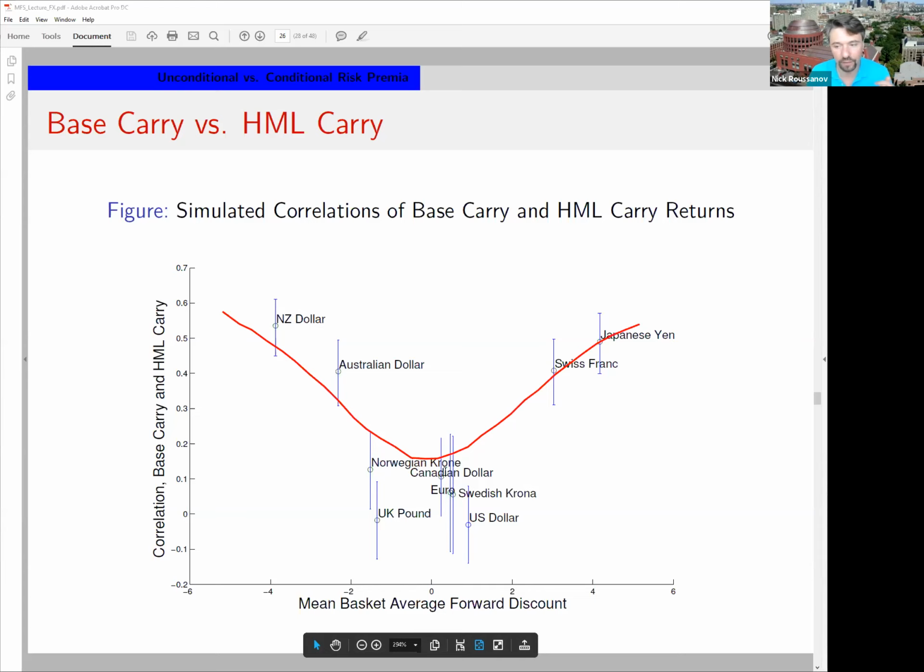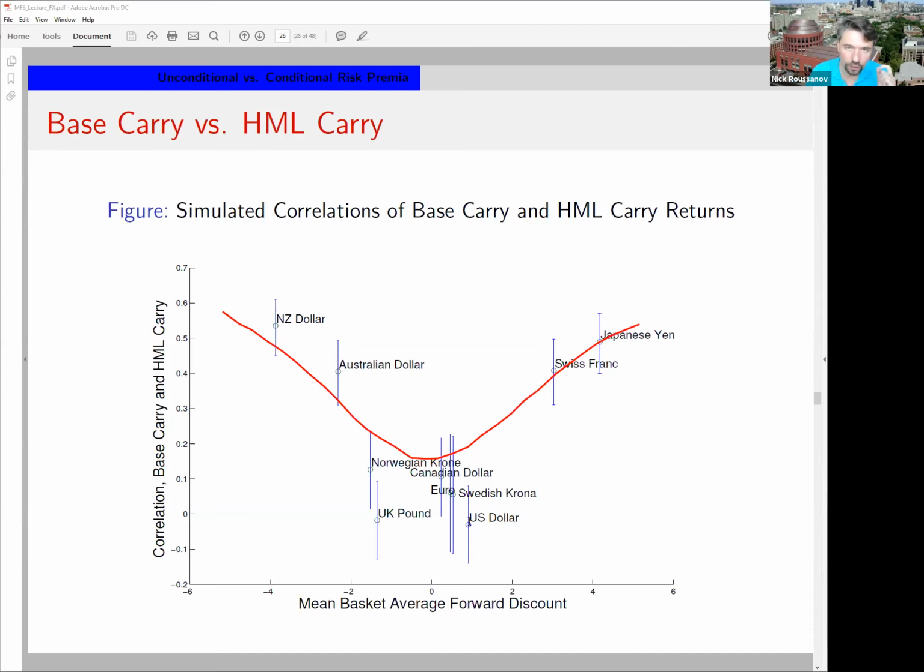It's the countries in the middle, like again, U.S., to some extent UK, but mostly US, the euro, and the Canadian dollar, for whom these two strategies are very different, because the high minus low carry strategy goes long Australia and New Zealand, short Japan and the Swiss franc, let's say, most of the time, of course. Whereas the average forward discount is going to be changing signs a lot, and you go long one or the other. And this is well captured, turns out, by this affine model, except that you see that US is a bit of an outlier.